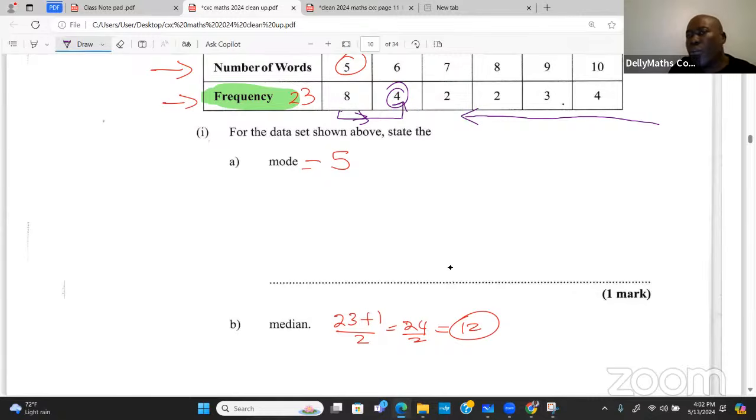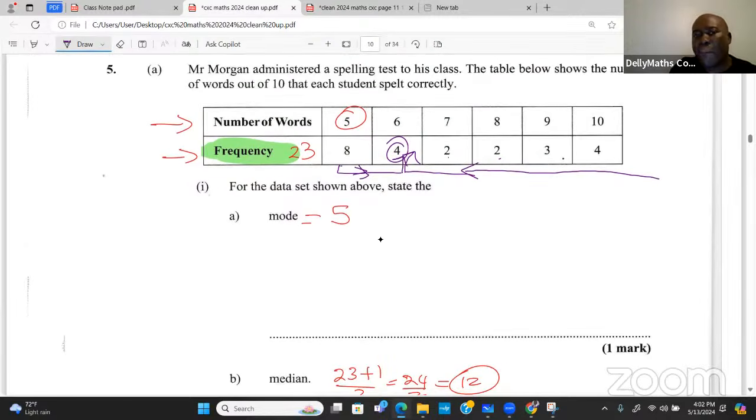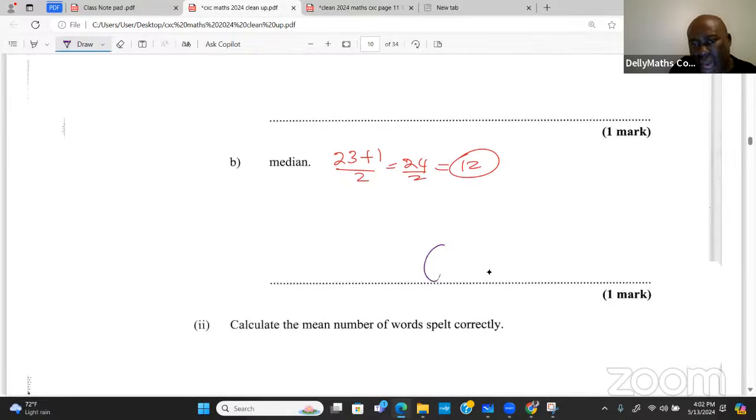So let us go now. 4 plus 3 is 7, plus 2 is 9, plus 2, that's 11. And then when I add 4, it's going to pass 12, so I stop. So what this is suggesting is that both of them are telling me that my median number of words would have been 6. So the median number of words would have been 6. So the answer for this would have been 6 right here.